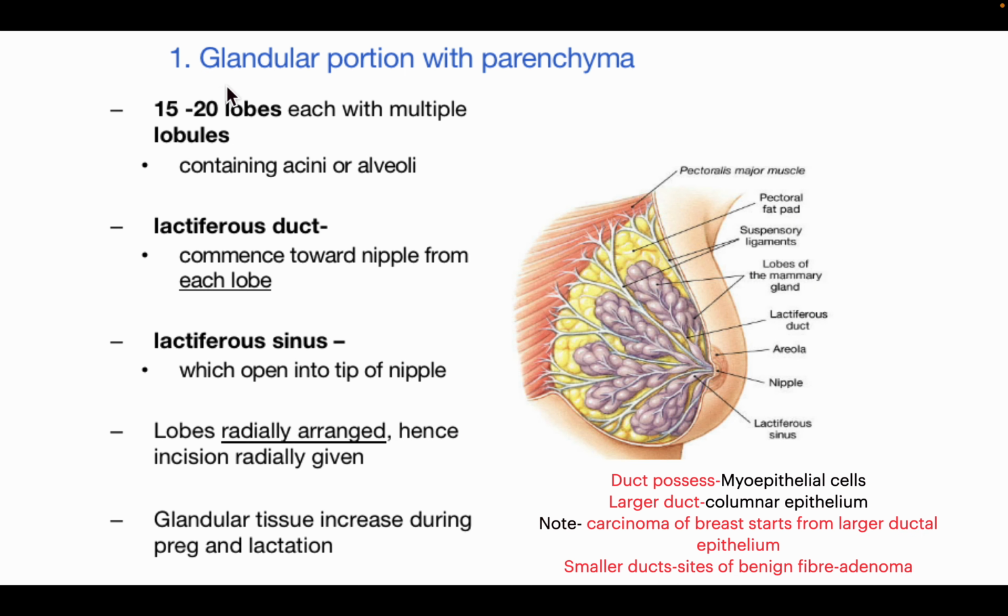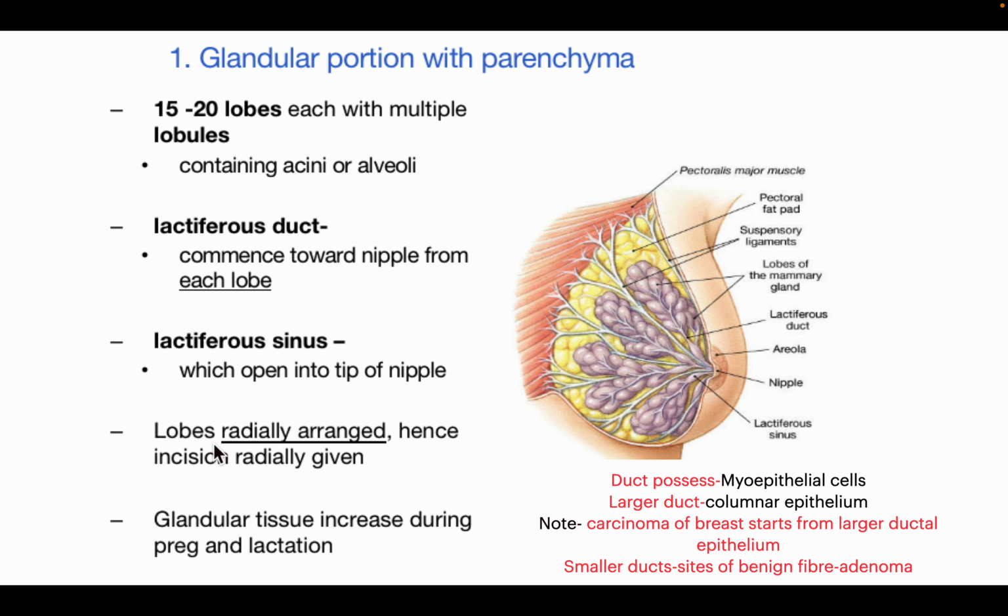Now can you see here, the glandular portion, the parenchyma, consists of 15 to 20 lobes, each with multiple lobules, and it also contains alveoli or acini. There is a term known as the lactiferous duct, right? Can you see here, this is the lactiferous duct, and this is the lactiferous sinus. This lactiferous duct goes and opens into the nipple area. There is a dilatation of the lactiferous duct known as the lactiferous sinus, seen here, which also opens at the tip of the nipple.